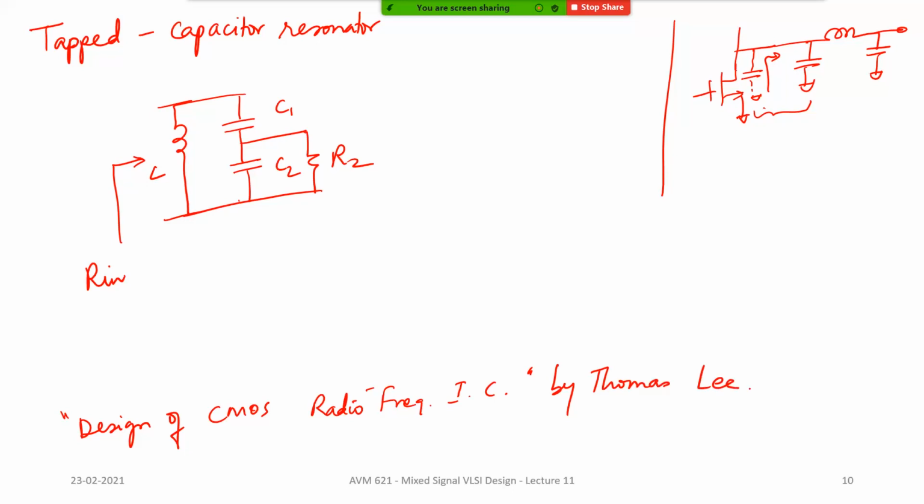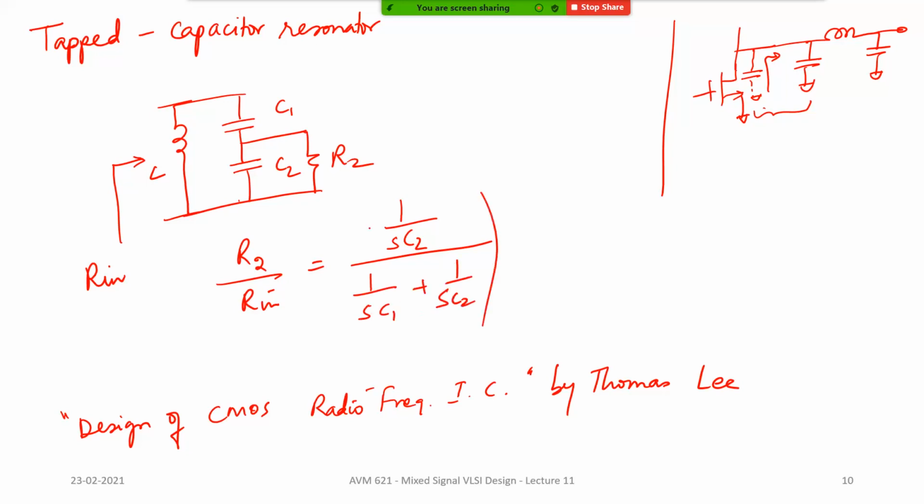This was one of the pioneering books in this field, and the full derivation is given there. But then, roughly the ratio happens to be something like this. The way to understand it is that there is a capacitance division, which yields a certain voltage division. Whenever you have voltage division, and if you assume a lossless network, the impedance goes by a square of that. So R2 by Rn can be written as 1 by SC2 divided by 1 by SC1 plus 1 by SC2, the whole square.